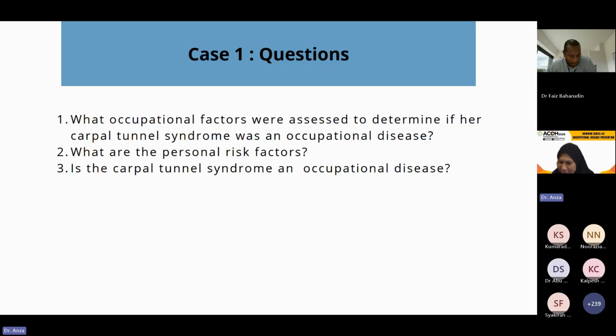Right. So, Musa, you are answering number 2. Yes. What are the personal risk factors? Yes, obesity and diabetes. Yes. Right. Yes. Okay. Wanurasha, you are correct. Repetitive and forced movement. Okay. So that would be the answer. Okay. So, question number 3. Is the carpal tunnel syndrome in Miss X an occupational disease or not?